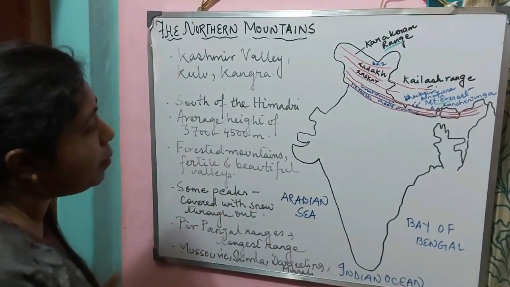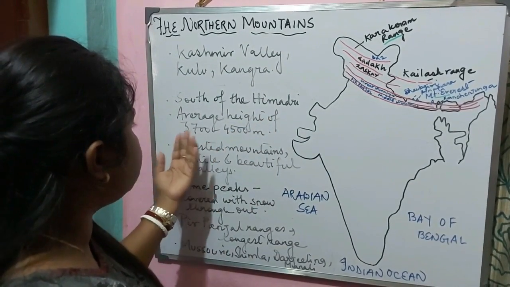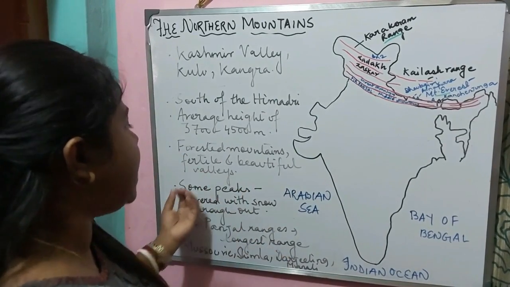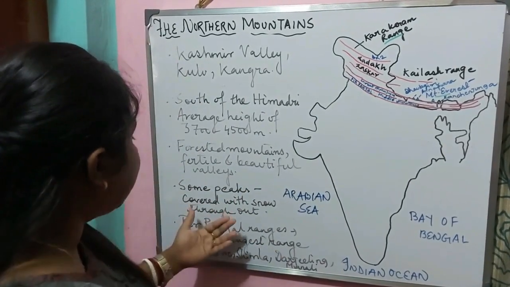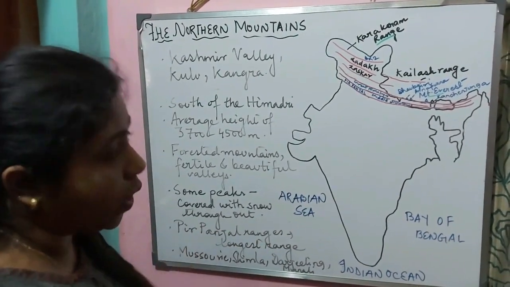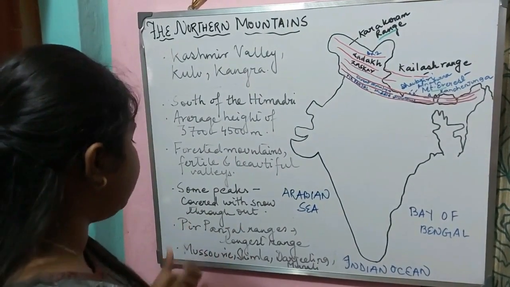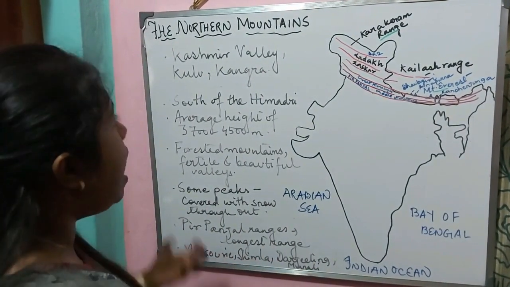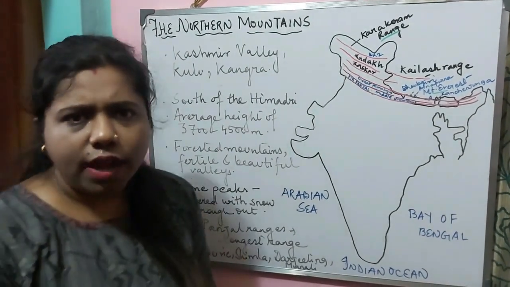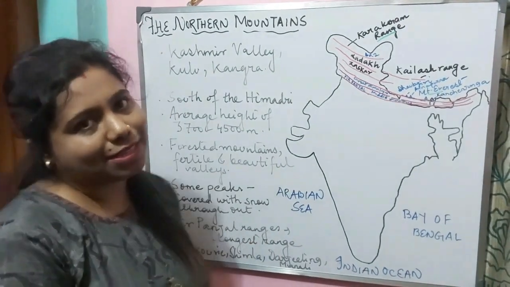So what we learned about the Middle Himalayas? It lies to the south of the Himadri. The average height is 3,700 to 4,500 meters. It includes the forested mountains, fertile and beautiful valleys. Some peaks are covered with snow throughout the year. Here we have the Pir Panjal range, which is the longest range, which is located where? In Kashmir. And there are many hill stations like Mussoorie, Shimla, Darjeeling, Manali, and some valleys like Kashmir Valley, Kulu and Kangra. Now, let us move ahead with the last range, that is the Shiwaliks.